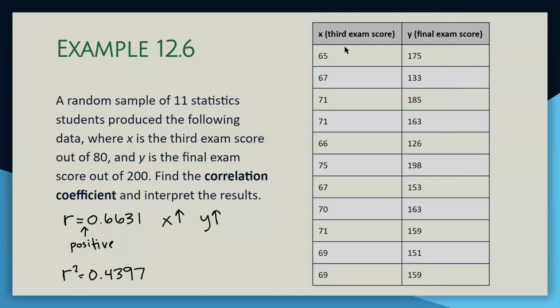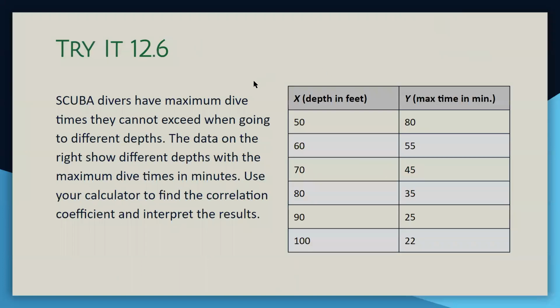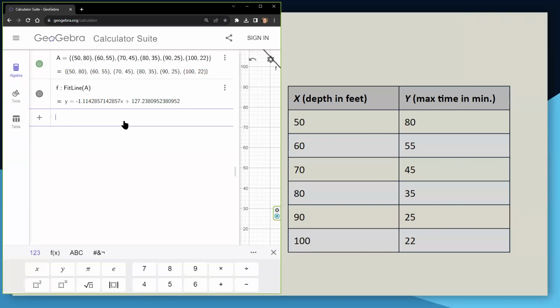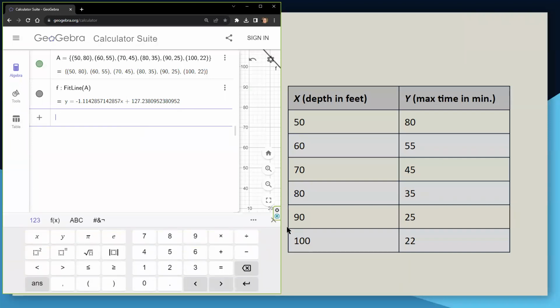Okay, let's go ahead and try another one. We're going to do the try it example, 12.6. So this was the scuba divers, where we looked at depth in feet and maximum time in minutes. And we used GeoGebra for this. So I'm going to pull our GeoGebra screen back up. And you can see our data from last time. So we have our list of data points. And then we have that fit line equation. And now we want a correlation coefficient. So I'm going to call the correlation function. And then I need that list name where my data is, which is in list A.